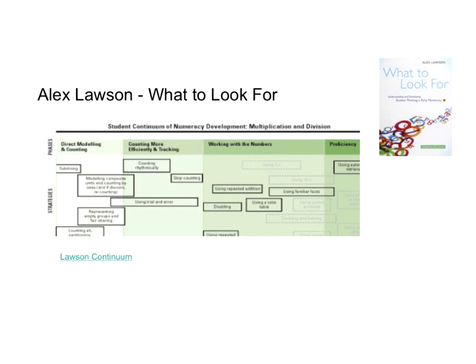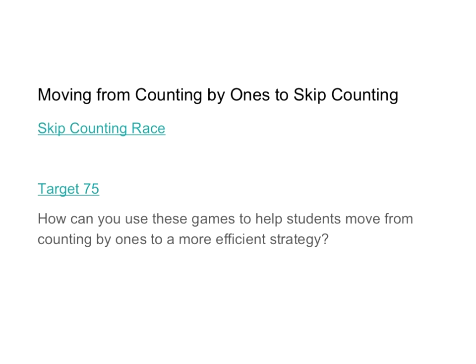So I started to use some games in some grade 2 classes where kids were still counting by ones. And we wanted to move them and really help them see that counting by 2s or 3s or 4s was more efficient. So there are 2 games that I've shared here, and as Mally puts them in the chat box, the skip counting race and the target 75.